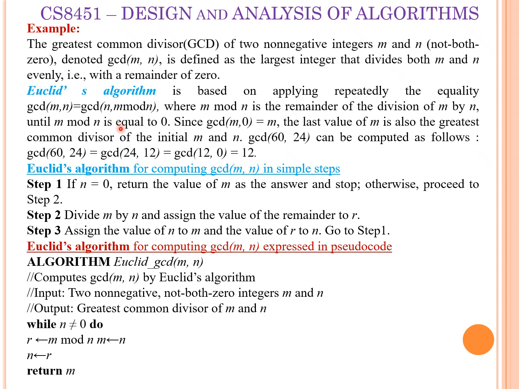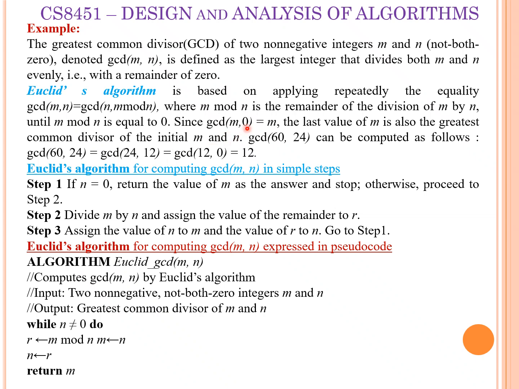Say, for example, we have taken the GCD of 60 comma 24, where m value is 60 and n value is 24. According to Euclid's algorithm, it can be rewritten as GCD of n comma m mod n, that is GCD of 24 comma 60 mod 24. Mod operation always gives us the remainder as the answer. 24 twos are 48, so 60 mod 24 is 12. I have to repeat the same procedure until I get GCD of m comma 0.